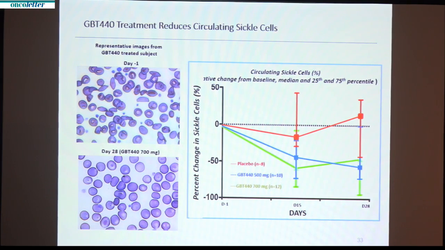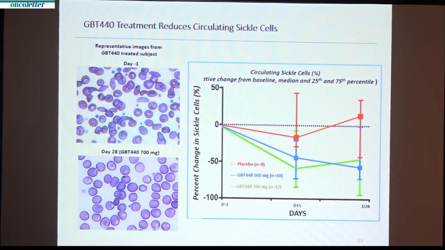These are very powerful. This is the blood film of a patient on day -1 prior to receiving any GBT440, and you can see the sickle cells and the boat cells very clearly. This is a patient that was in the 700 milligram cohort, and at day 28 you can see that there are now no longer any sickle cells within this film. There are some target cells and hyperchromatic cells. On the left, you can see the cohort data, and you can see that we see around 50 to 60% reduction in the sickle cell percentages, which is maintained over the 28-day dosing.